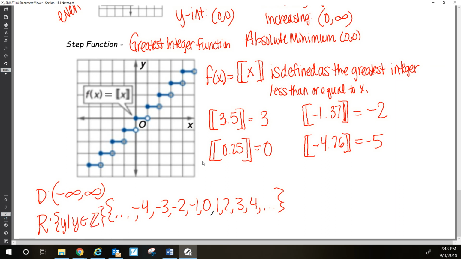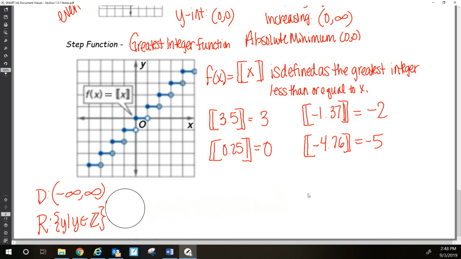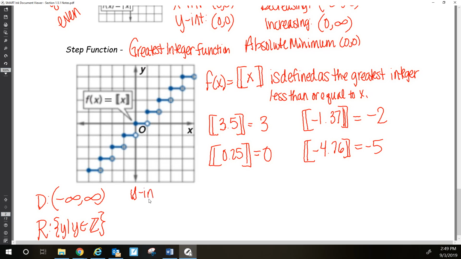See how it's coming back? Thought you could get rid of that set notation. Not so easy. There we go. There's our range. It's just the set of all our integer numbers. All right, domain, range. Do we have a y-intercept? Yes, we have one y-intercept. It's right there at 0, 0. Right, because we're not open here means we're not including it, but we are including it there.